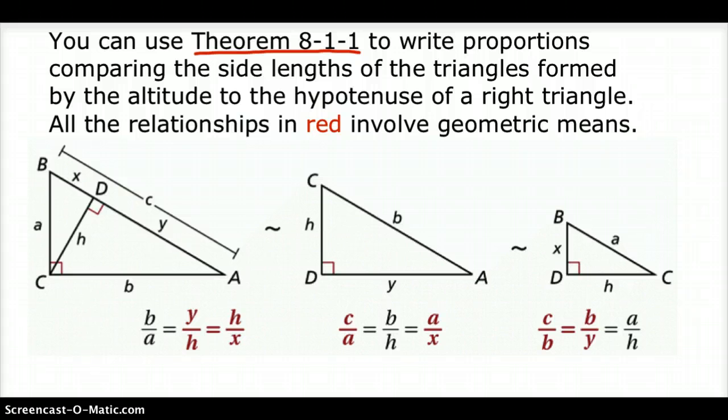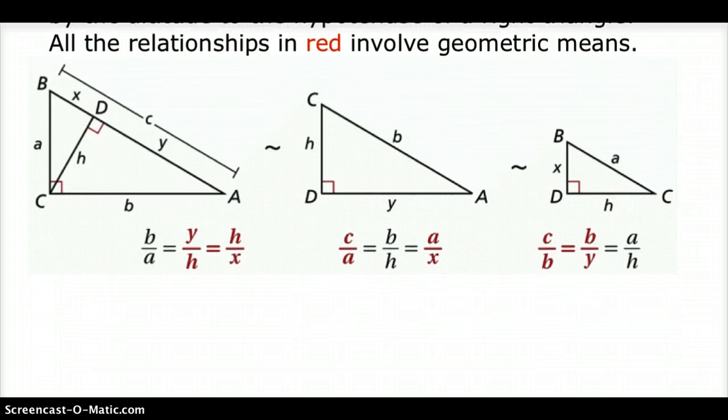But we use that theorem to write proportions comparing the side lengths of the triangles formed by the altitude to the hypotenuse of the right triangle, okay? And so it says all of the relationships in red involve these geometric means, okay? So just as I always do, I'm going to go through and use a couple different colors just to sort of say what we mean here, okay? So this first one, right, so we have the biggest triangle, the medium-sized triangle and the smaller triangle that are formed by that altitude, okay?